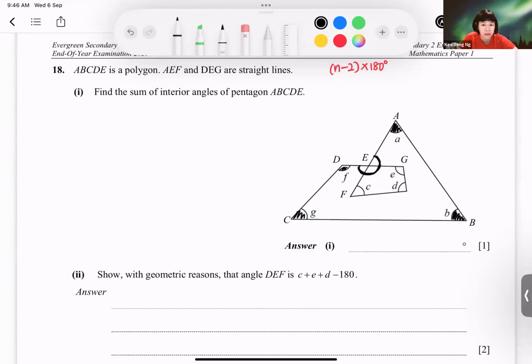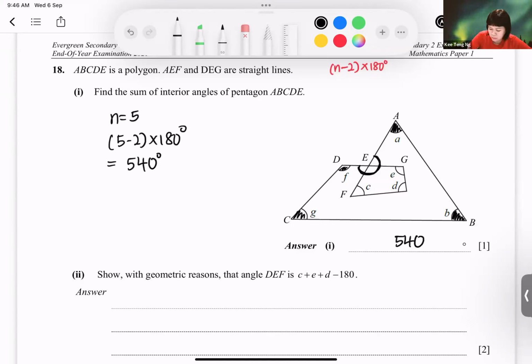There are 5 sides. So don't care how the polygon is or whichever, right? They are 5-sided, so my n is equals to 5. So the sum of interior angle will be 5 minus 2 times 180 degrees. 3 times 180, that will give me 540. Okay, correct lah, 540.